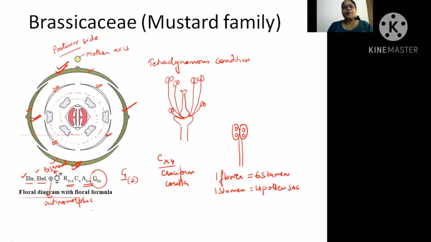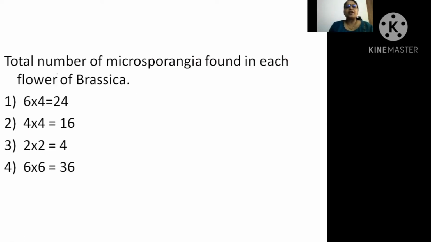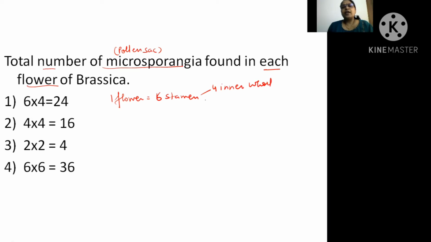Now let us see the questions based on this concept only. See, this is the question they are asking: total number of microsporangia. Microsporangia means pollen sacs. How many pollen sacs are present in each flower of Brassica? You know very well that one flower has a total of 6 stamens, 4 in the inner whorl and 2 in the outer whorl. Clear, beta?